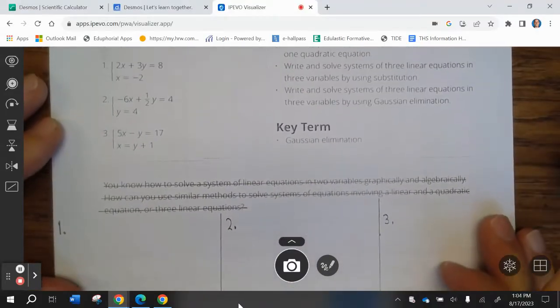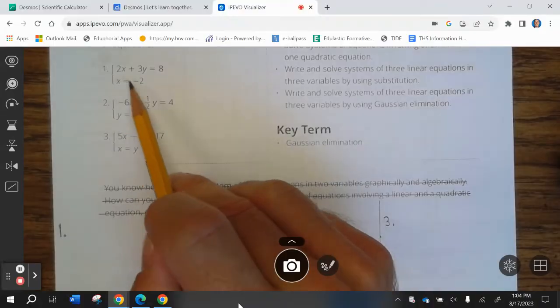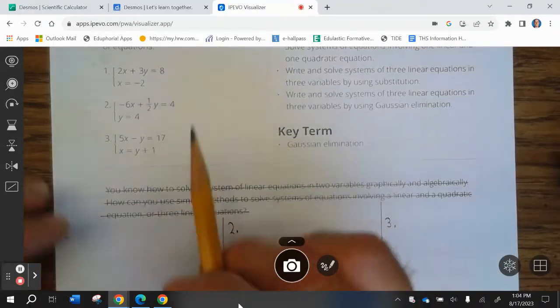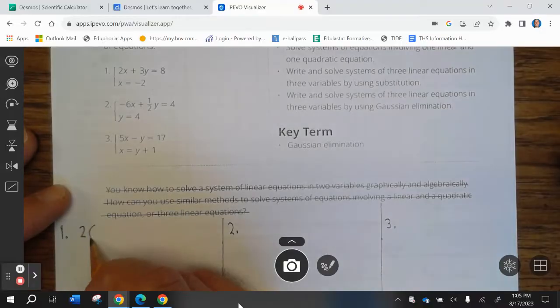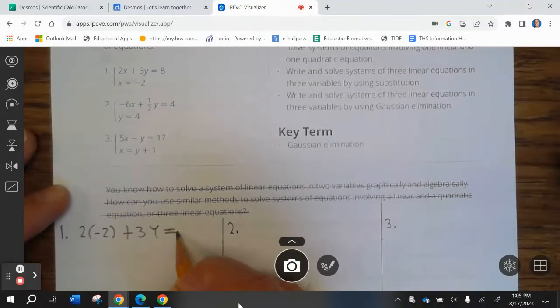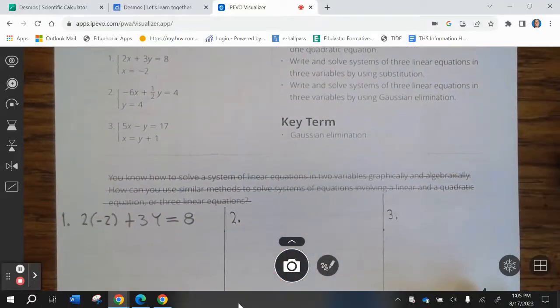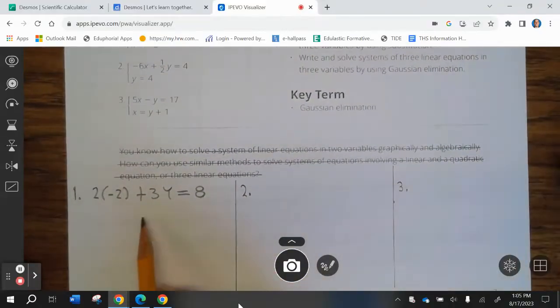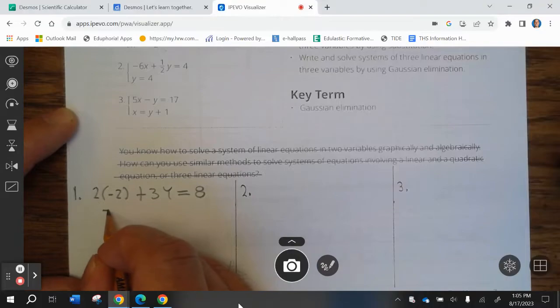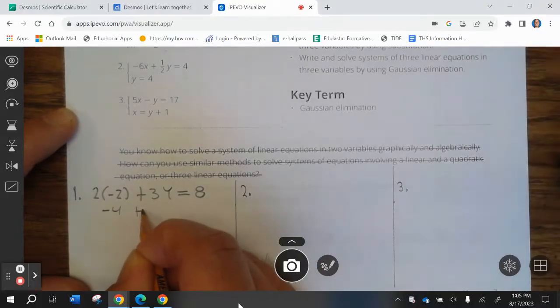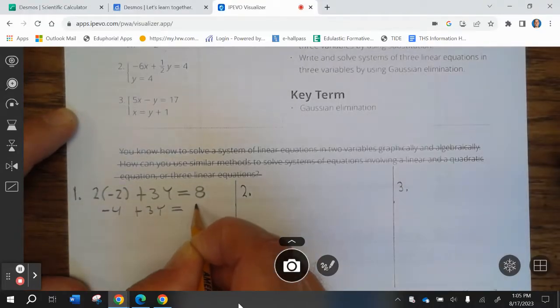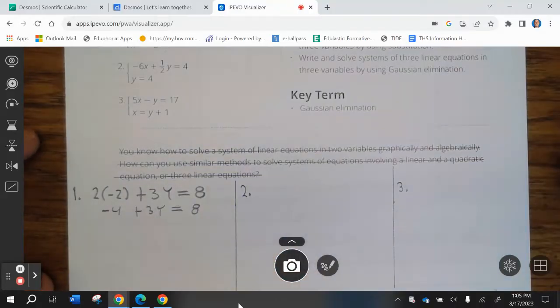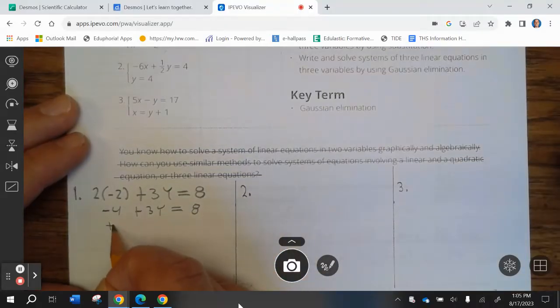Okay, so in problem number 1, we see that x equals -2. So we're going to substitute that value in for x and solve for y. So we have 2 times -2 plus 3y equals 8. Okay, so now we're going to solve for y. So 2 times -2 is -4 plus 3y equals 8. All right, we're going to add 4 to both sides.